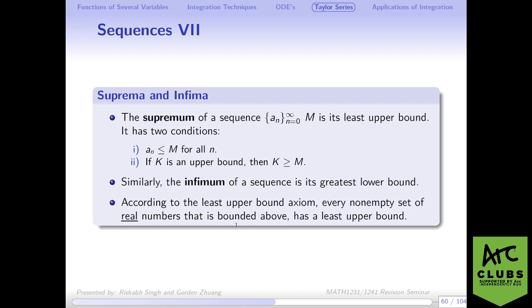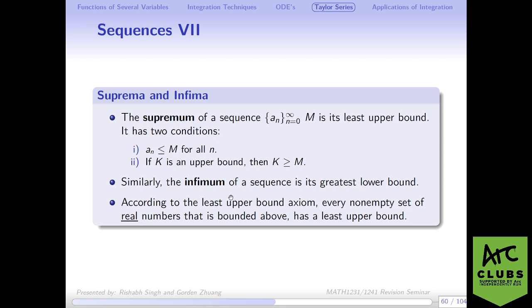This is for the higher students: suprema and infima. The supremum of a sequence is defined as the least upper bound. There are two conditions, one being that it's an upper bound, so this supremum must be greater than or equal to every term in the sequence. And every upper bound is greater than or equal to this m, so that m is the least upper bound. And similarly, the infimum is just the greatest lower bound.